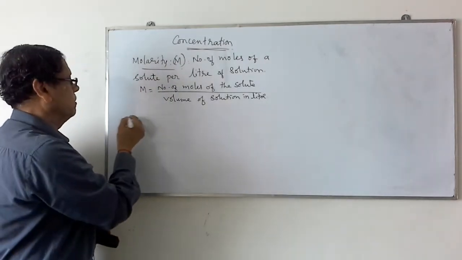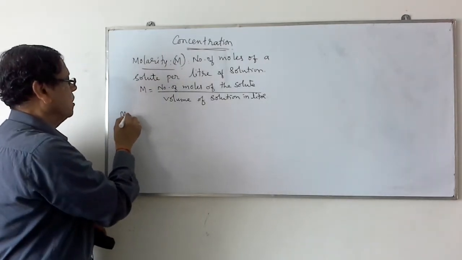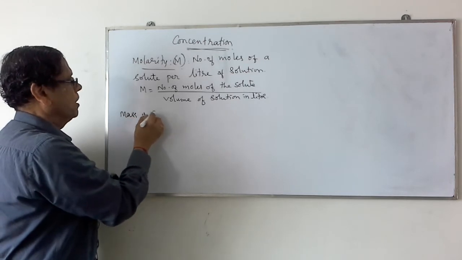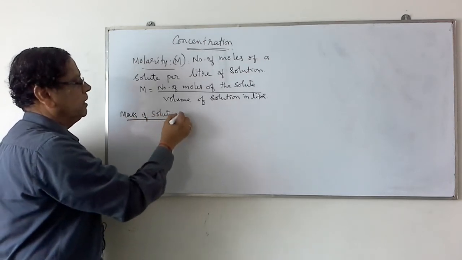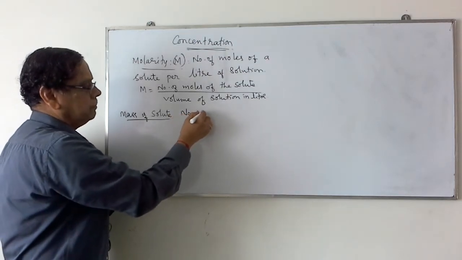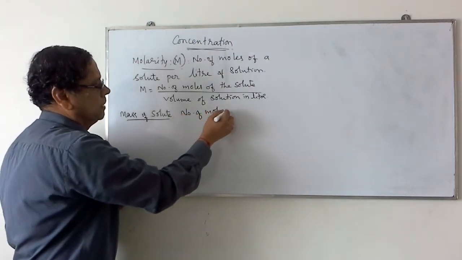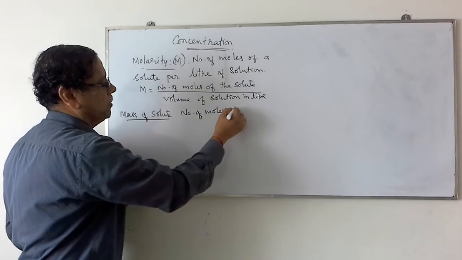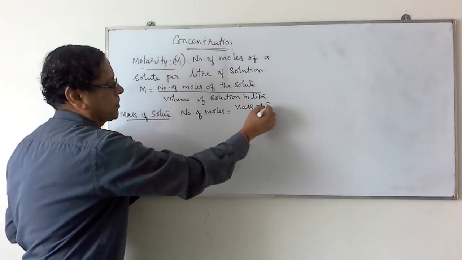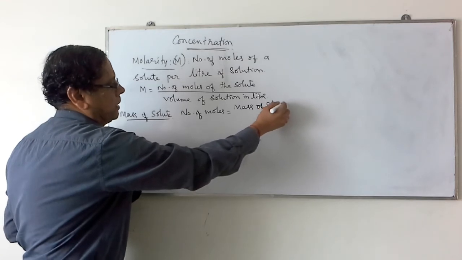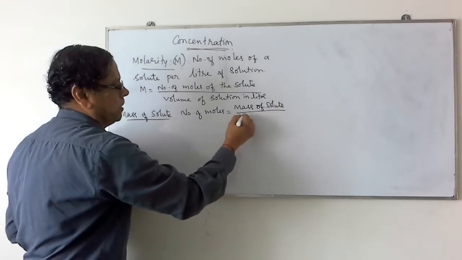First let us take, for example, if the mass of a solute is given, then to calculate the number of moles, you divide the mass of the solute by the molecular mass. Mass of solute divided by molecular mass.